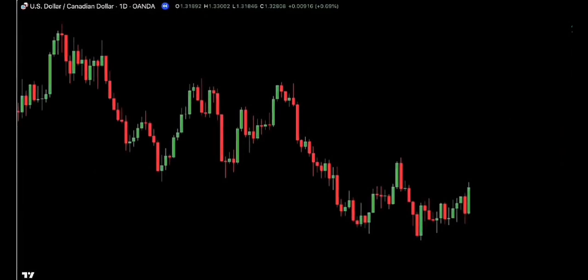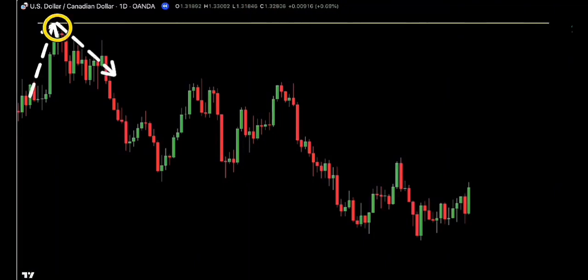Here we have the US dollar, Canadian dollar chart, and we'll go step by step, marking out the key support and resistance levels based on the criteria we've learned. Beginning from the top of the chart, we spot a clear resistance level where the price reached a high, reversed, and dropped significantly. This level meets the following criteria.